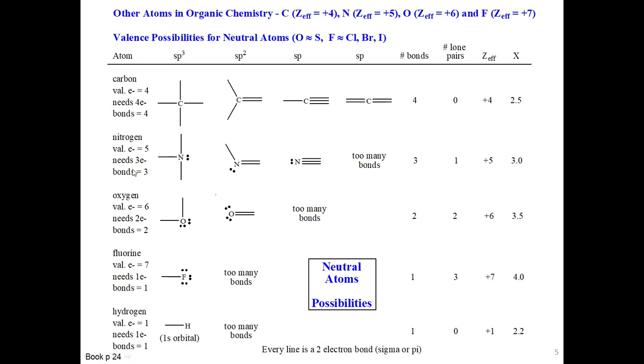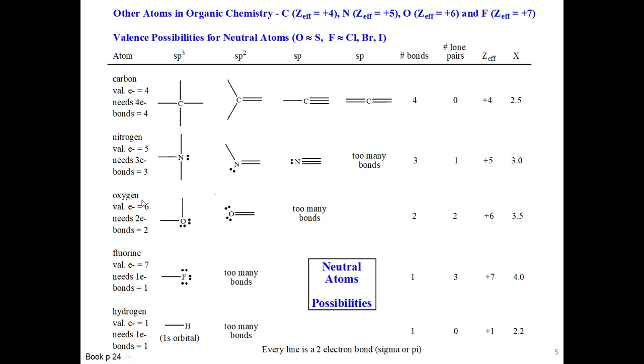Nitrogen can make 3 bonds, but now it's picked up an extra proton, so it has a higher Z effective, but it also has a lone pair for itself. So nitrogen is going to satisfy the octet rule, the noble gas configuration, with 3 bonds and a lone pair. But it can do this with all single bonds, or a double bond and single bond, or a triple bond, and then a lone pair. Now nitrogen couldn't make 4 bonds without having formal charge, so I've left it out of this particular chart.